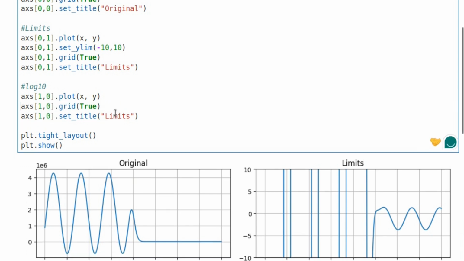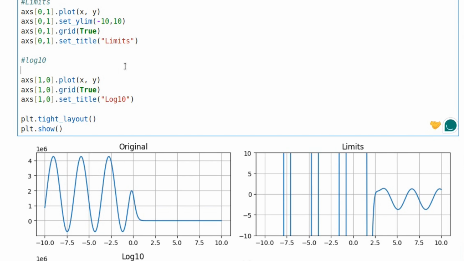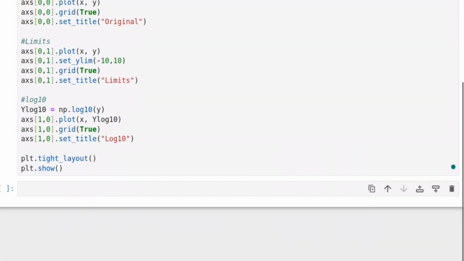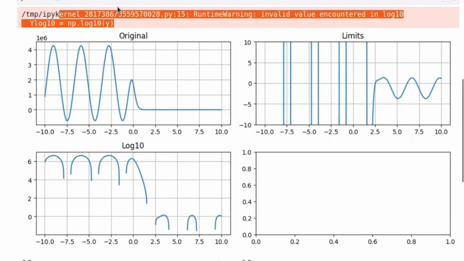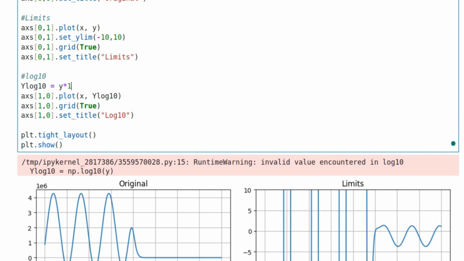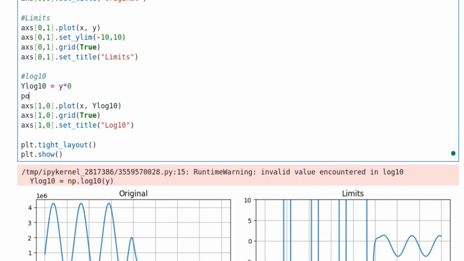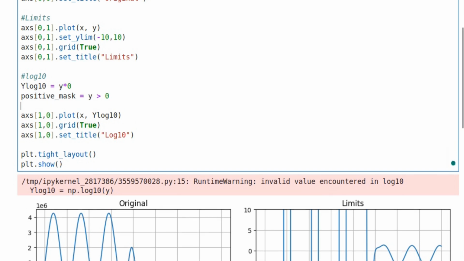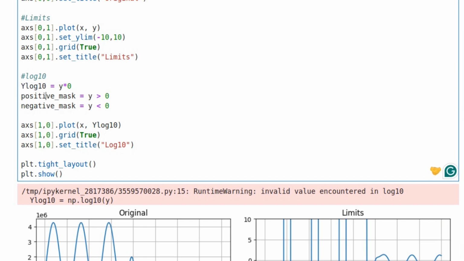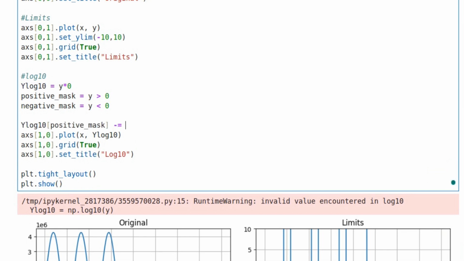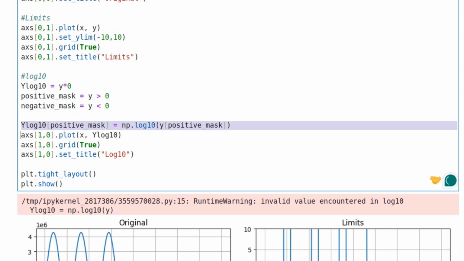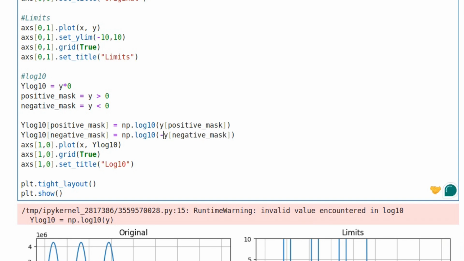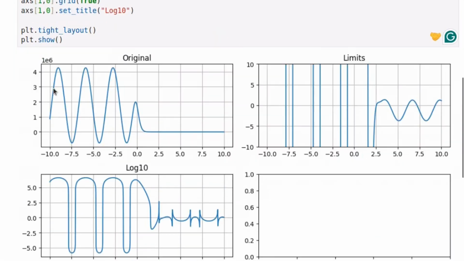So the second idea is to take the logarithm. But the logarithm of a negative value is impossible to take, and you need to split your data into positive and negative sets. So let's create a NumPy array for storage of the data, and then create a positive mask and a negative mask for positive and negative values of y. To calculate the logarithm for positive values, we just take the logarithm of the positive values, and to calculate the logarithm for negative values, we change them to positive by adding a minus sign, and then we change the sign of the result again by adding a minus sign again.